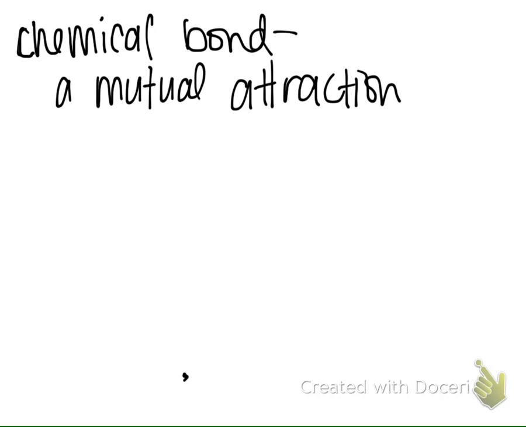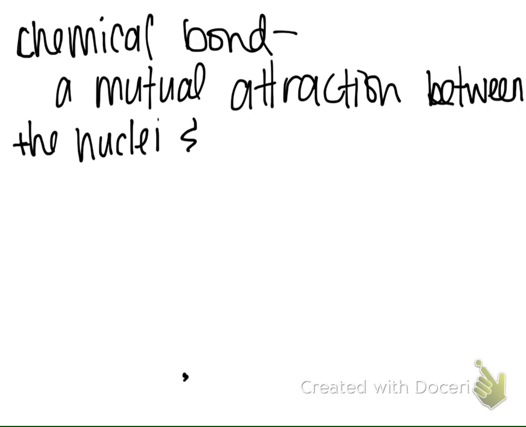What do you think it's between? Between chemicals, between atoms. But it's between the nucleus of one element and electrons of another, or nuclei and valence electrons. So it's between the nuclei and valence electrons of different atoms.